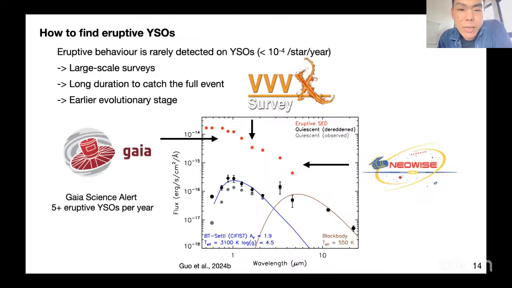So far, there are three surveys which are extremely useful to find these outbursts, including the Gaia satellite with Gaia Science Alerts, which provides us about 5 eruptive YSOs per year. And the decade-long VVV survey observed the targets in the near infrared, and then the NEOWISE survey observed in the mid infrared. Here is an SED of an outbursting star I observed, in which you can see the dramatic change from the pre-outburst SED to the outburst SED. These three surveys can help us capture the outburst in different wavelengths.